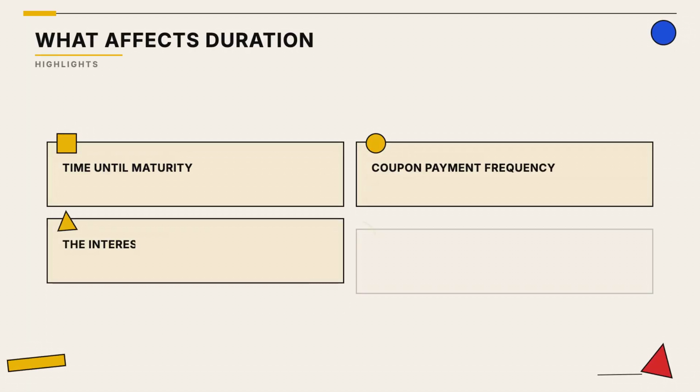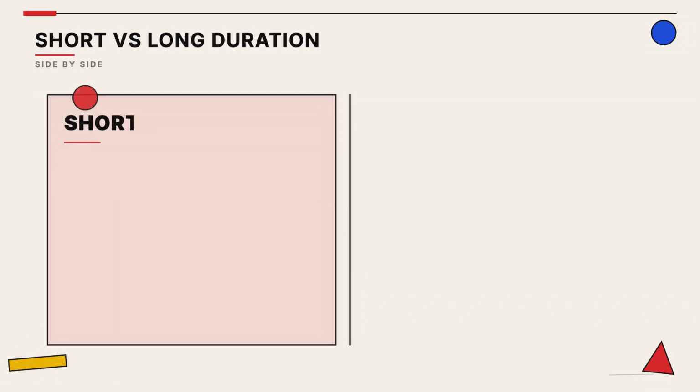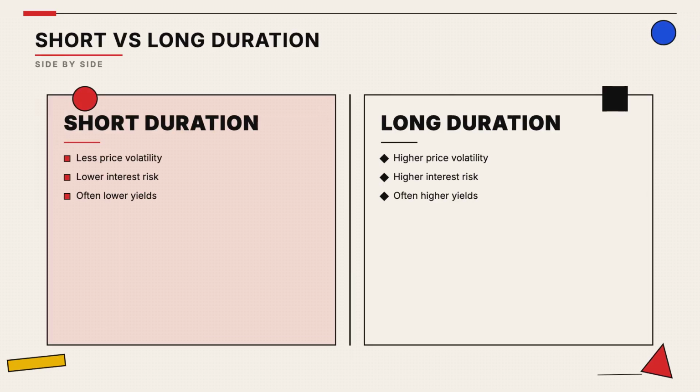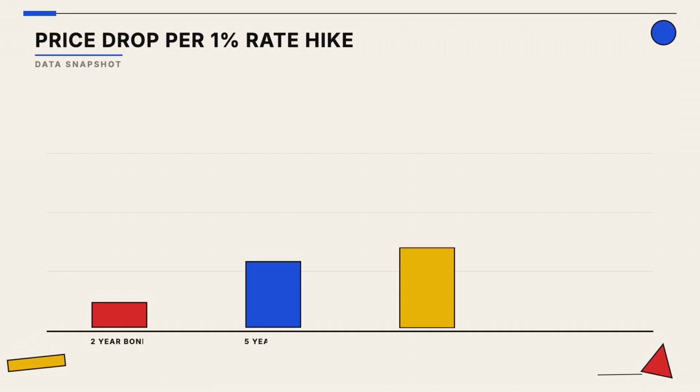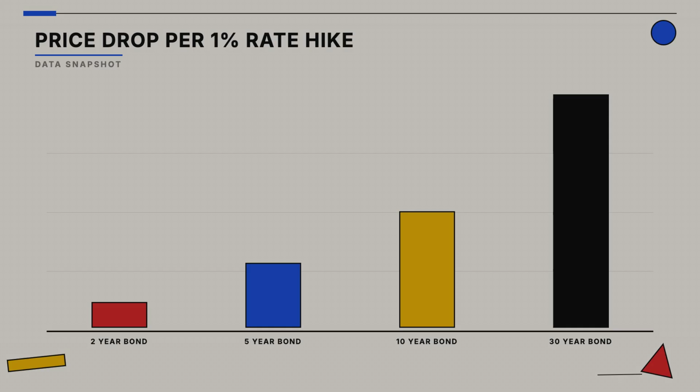Several factors play into this calculation, including how long until the bond matures and how often it pays out interest to the holder. Investors balance these trade-offs. Shorter duration bonds are more stable, while longer ones react more sharply to market rate shifts. This chart shows how duration compounds risk. A 30-year bond is significantly more sensitive to interest rate hikes than a 2-year bond.